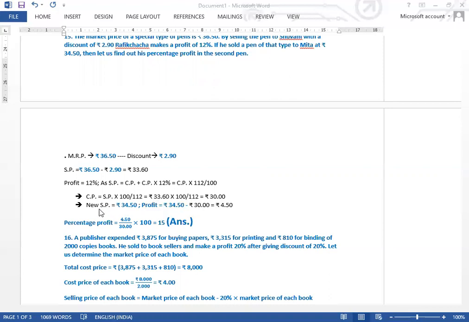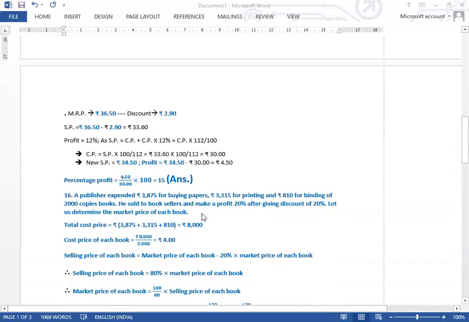Now for the second pen, the selling price is what? 34 rupees 50 paisa. But the cost price remains the same, 30 rupees. So the profit in this case will be 4 rupees 50 paisa. So what is the percentage profit? Percentage profit is the profit divided by the cost price into 100. So that gives you 15% profit.